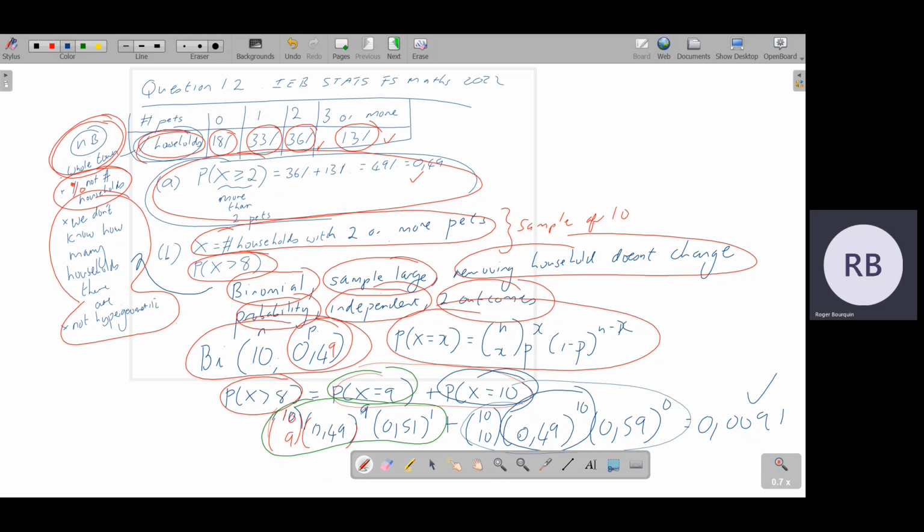Remember that the front of the sheet said that you have to give all answers to 4 decimal places in a stats paper.